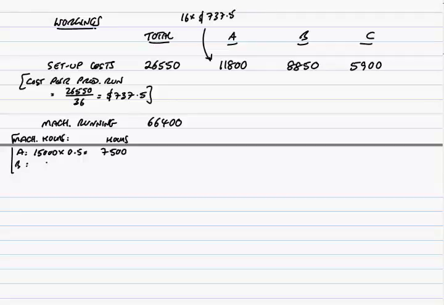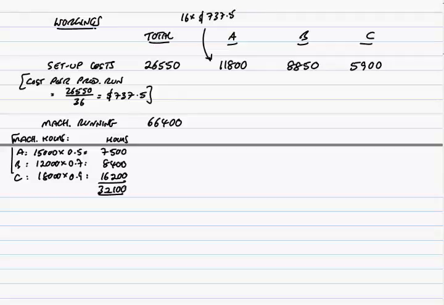Product B, we're making 12,000 units. Each one takes 0.7 hours, another 8,400. And product C, 18,000 units. Each one takes 0.9 hours, which is how many? 18,000 times 0.9 is 16,200. So the total hours are 32,100.